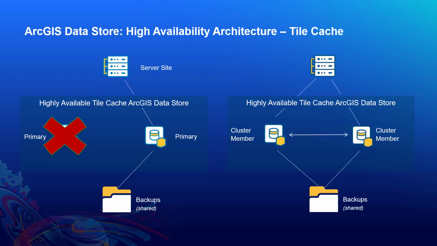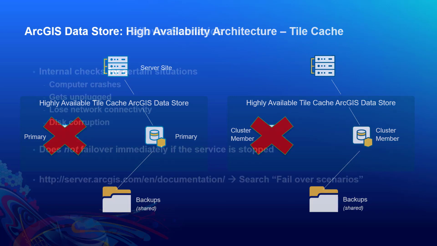The other pattern is a clustered pattern. So each are cluster members. They all have the data that each needs to serve out any of the data within the tile cache data store. And if one of those goes down, there's no promotion. There's no need to promote to any roles within the ArcGIS data store cluster. The ArcGIS Server site will know only to communicate with the healthy cluster members.